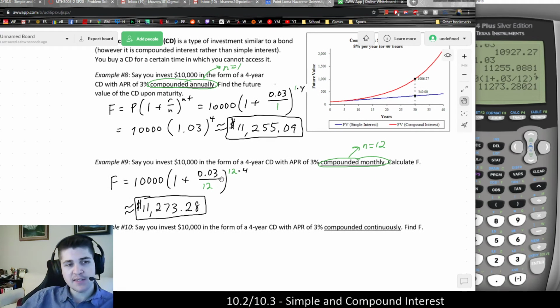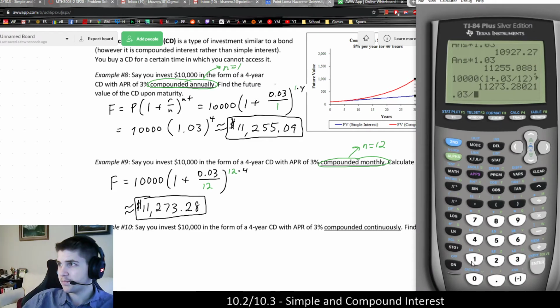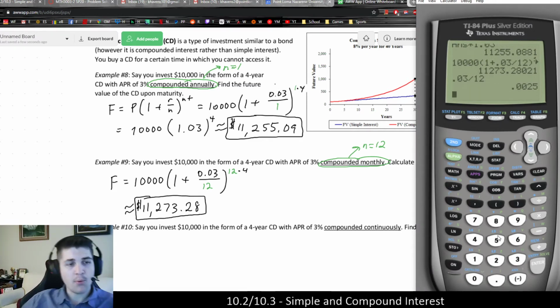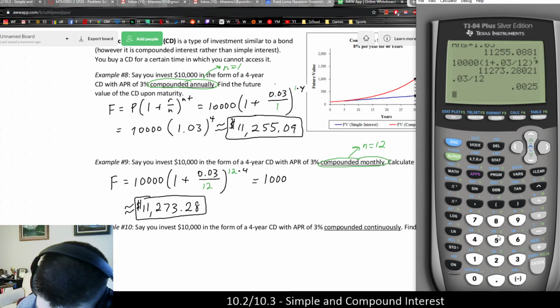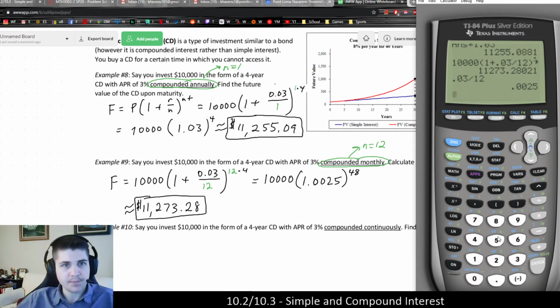One of the differences when it's compounded more than once per year, like in this case where it's compounded monthly, is that every single month they're going to look at our new balance of our account. If I think about what this 0.03 divided by 12 is doing, let's type that into our calculator. That's going to be 0.0025, which is 0.25%. So let me write this all out in the formula. I'm going to have 1.0025 raised to the 48th power, which is just 12 times 4.